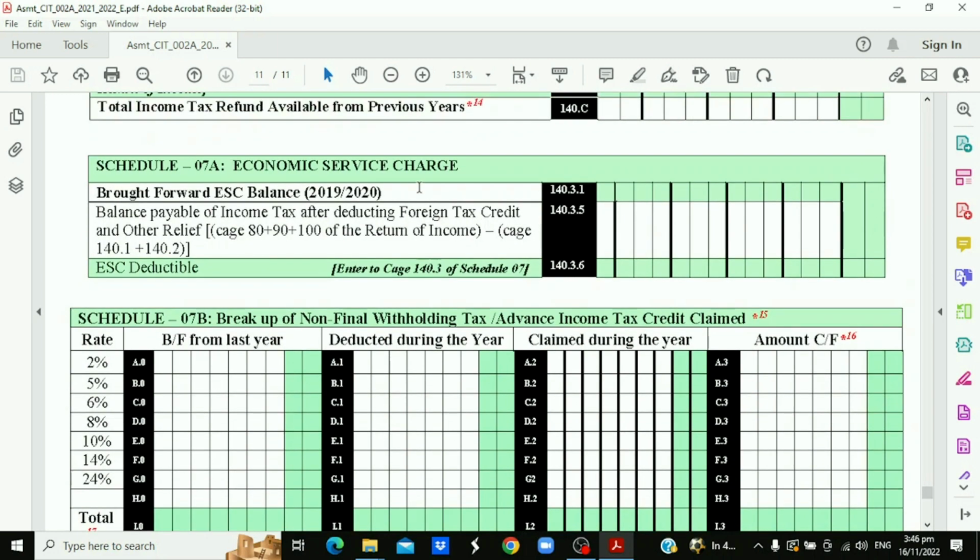Schedule 7A is related to the ESC, economic service charge. This is the last year we can take the credit, right? For 1920, only 3 quarters are liable for ESC. Thereafter, this was abolished, right? Therefore, this is the last one. Last year, they can take credit under the ESC.